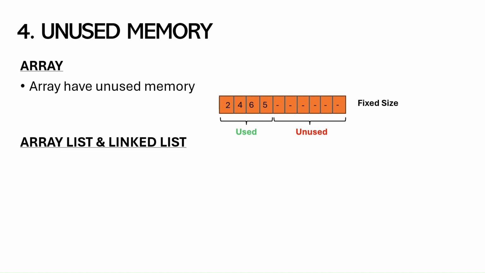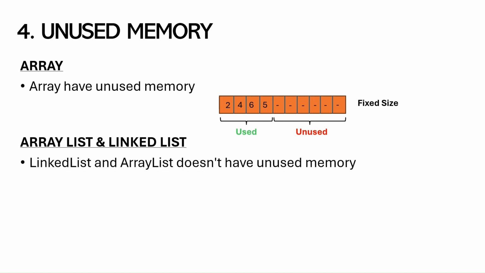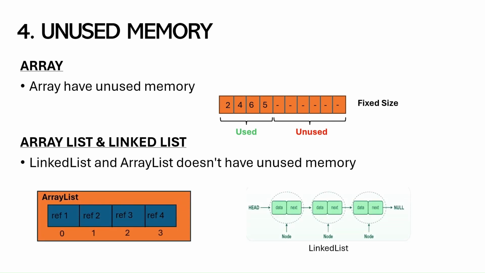Now let's shift our focus to ArrayList and LinkedList. The good news is both of these structures are designed to be efficient with memory usage. Unlike arrays, they don't have unused memory hanging around. For ArrayList, it dynamically resizes its array to match the size of the data, avoiding unnecessary unused memory. And for LinkedList, it adapts using nodes, ensuring that memory is utilized efficiently without unnecessary waste.